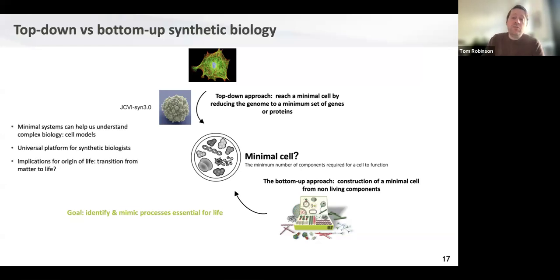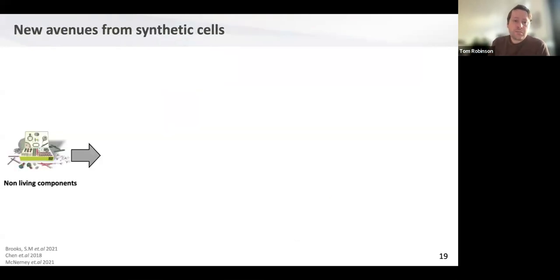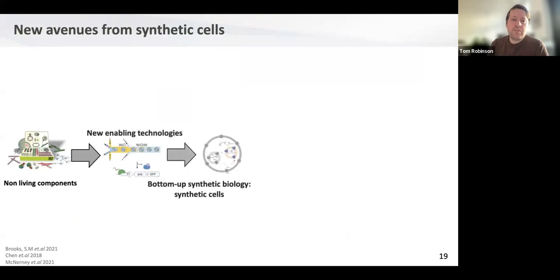Minimal cells in general can be useful because they can help us understand complex biology, so we're interested in building them as cell models. And of course, they can have implications for the origin of life because they might be able to tell us where we have this transition from matter to life. So the idea is that we take these non-living components and we also develop new enabling technologies, which we can also advertise well and publish.